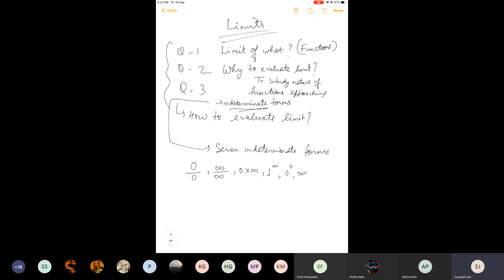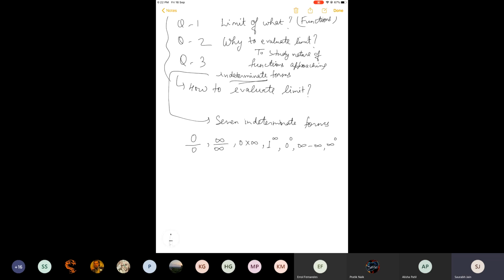Then we have infinity minus infinity. How many types are these? These are 6. The last one is infinity to the power 0. All of these are indeterminate forms. So what we will do in this chapter is study the nature of the functions which will be approaching these forms. Where can we see these examples?